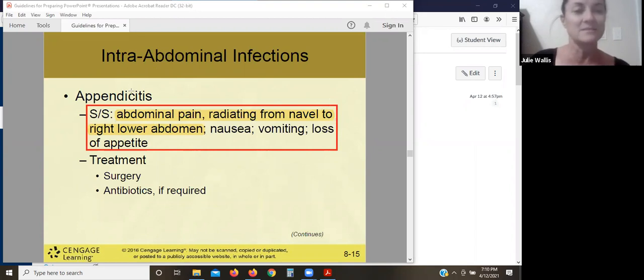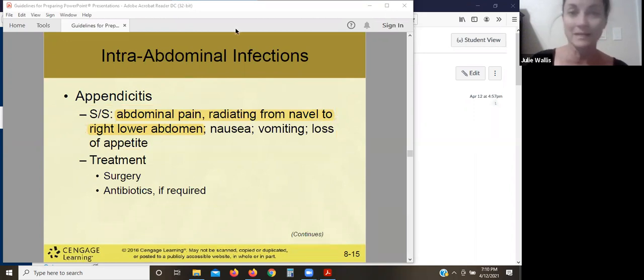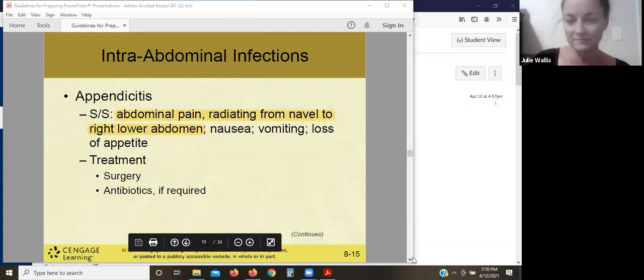So appendicitis is abdominal pain radiating from the navel to the right lower abdomen. Can also have nausea, vomiting, and loss of appetite. Treatment is surgery, appendectomy, antibiotics if required.